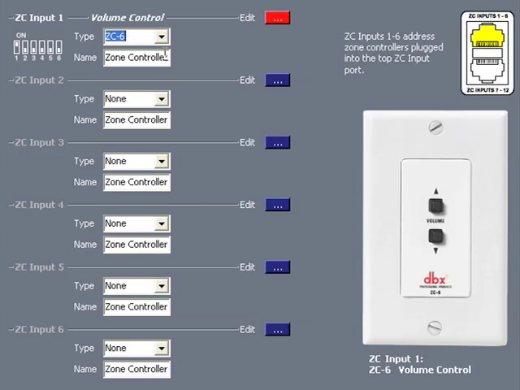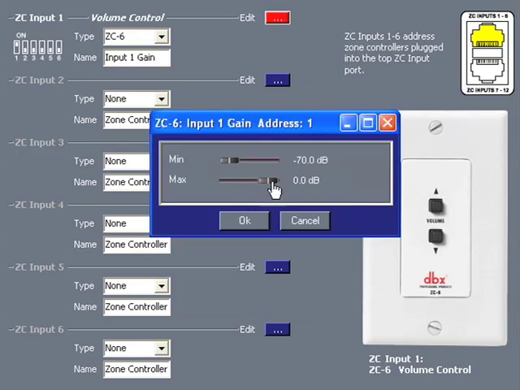It helps to then name the zone controller. You'll notice the edit box off to the right will turn red. This is letting you know you need to configure your ZC. Left-clicking on this edit box allows me to program how this ZC will function.